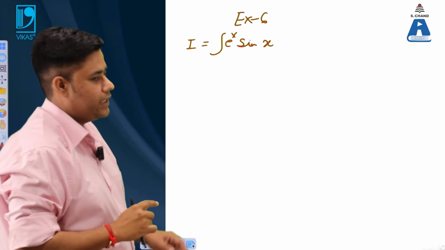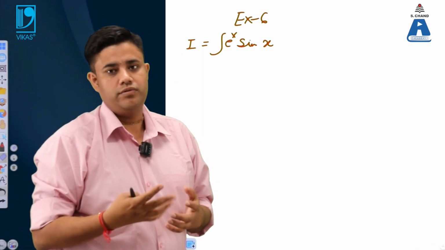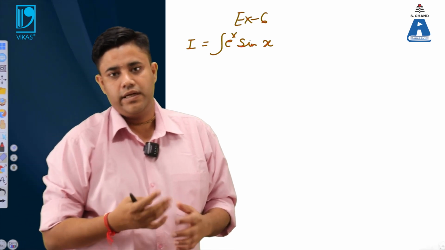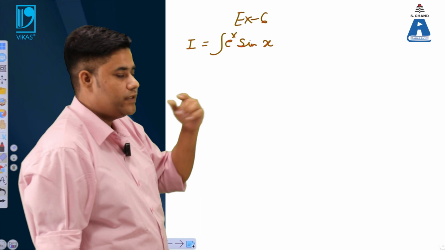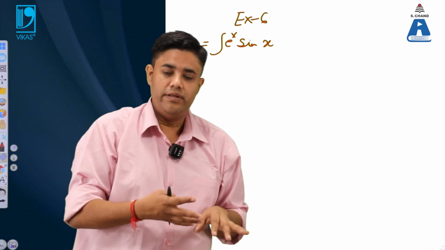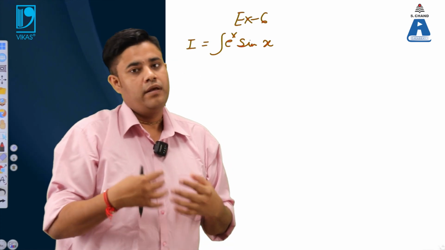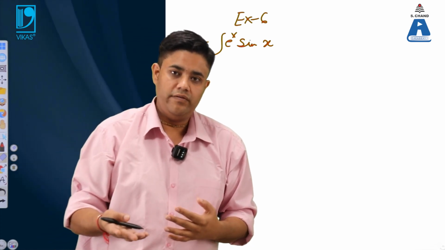Here you can see that we have to choose one function as the first function, and we have to choose another function as the second function. So let's say when we choose sin x as the first function, the first function will remain as it is, and we'll go with the integral of the second function. Then there would be a minus and a derivative of the first function and integral of the second function.